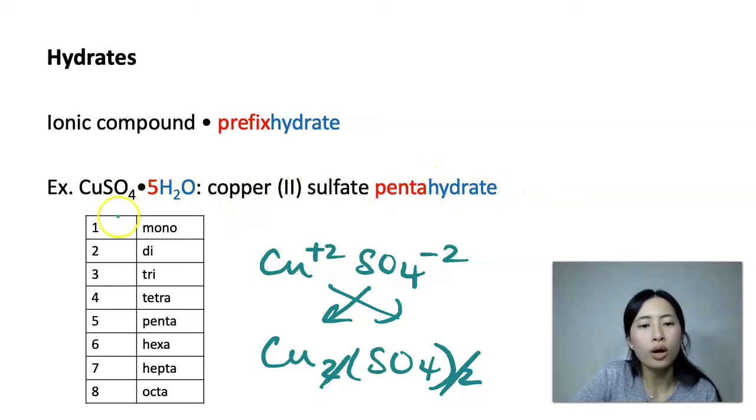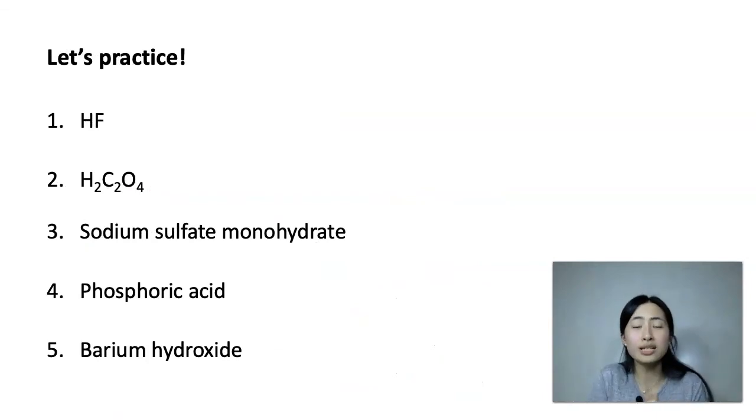Now, for penta, because there are 5 molecules of water, you just simply have to end this with hydrate. So when we're using the prefixes, this is very similar to molecular compounds in such a way that when we're naming molecular compounds, this is the same thing. So you have mono, di, tri, tetra, penta, hexa, hepta, and octa. And for 9, it's nona. For 10, it's deca. Now let's practice.